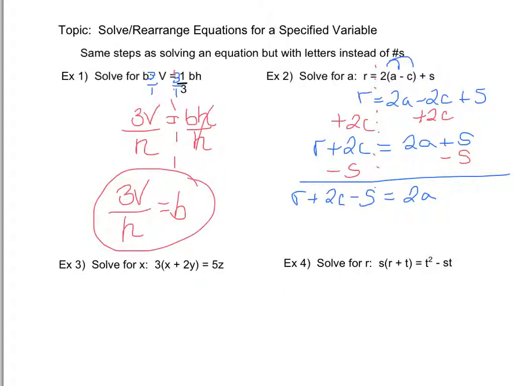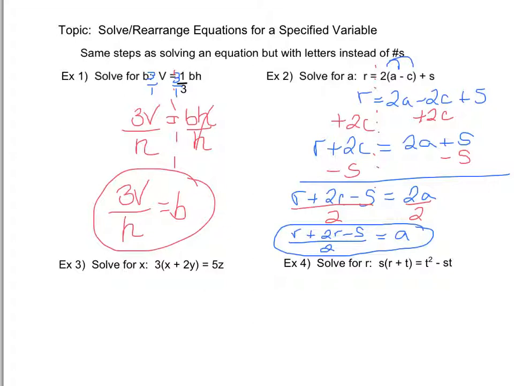And now finally, to get a by itself, I can divide by 2, since it's 2 times a, getting rid of that multiply or divide, giving me a final answer of r plus 2r minus s all over 2 equals a. And I've got a all by itself, so I've successfully solved.